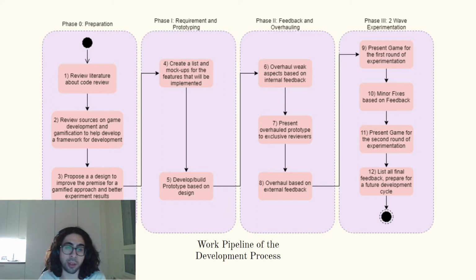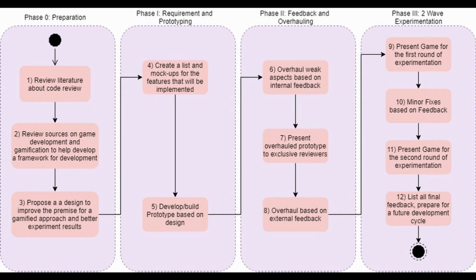This is the work pipeline of the development process that we went through. The short of it is, first we conducted some research on the subject, then we crafted a prototype. Then we overhauled the prototype using the feedback we got internally and externally. And after that, we did some experimentation based on the final product we had in hand and planned what features could be implemented in the future. In the rest of this presentation, we'll be talking about some of the interesting design elements we've implemented during this process and the experiment that we have conducted.